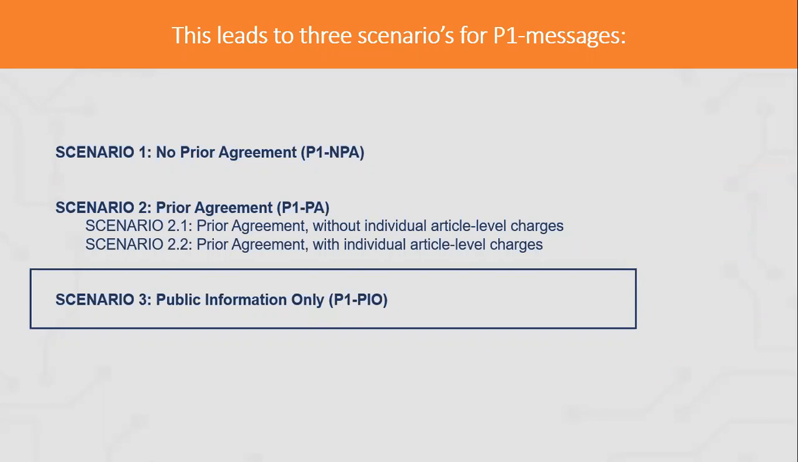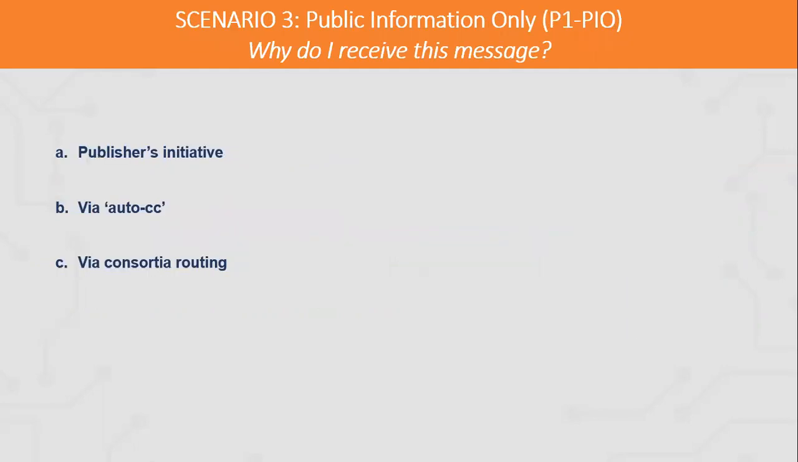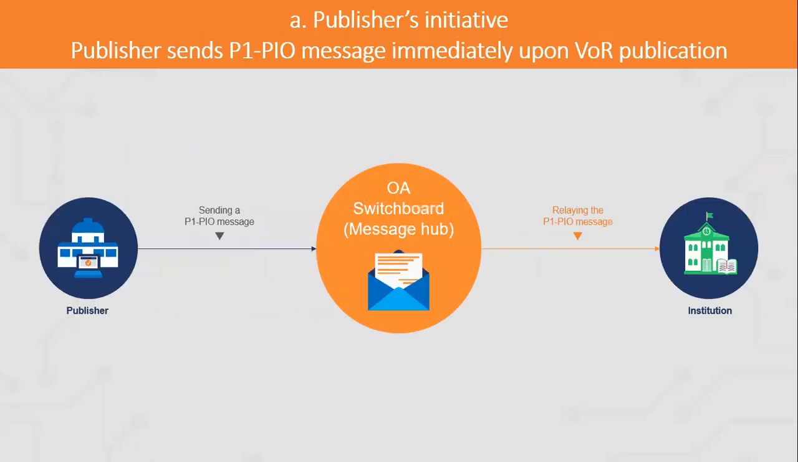The third scenario is a public information only version of a P1 message. This is the stripped down version of a full P1 message. Information regarding a deal or article level financials are not included, nor are authors' email addresses. Why would you receive a P1 PIO message? There are 3 options. These are Publisher's Initiative, via AutoCC, via consortia routing.